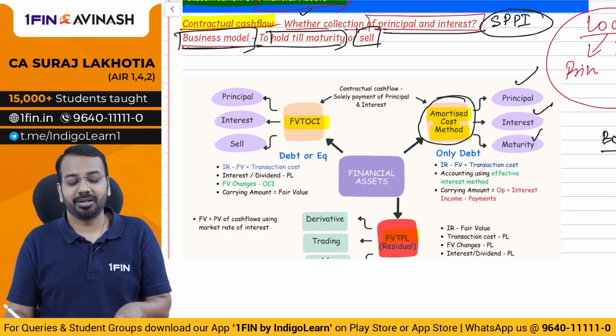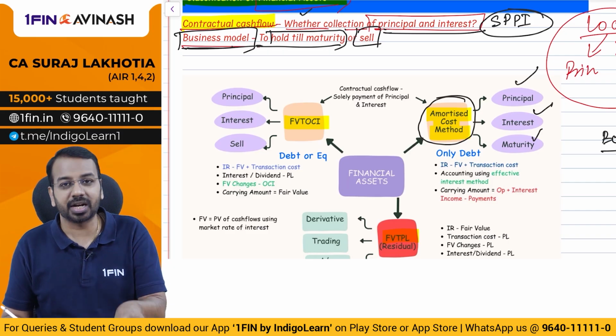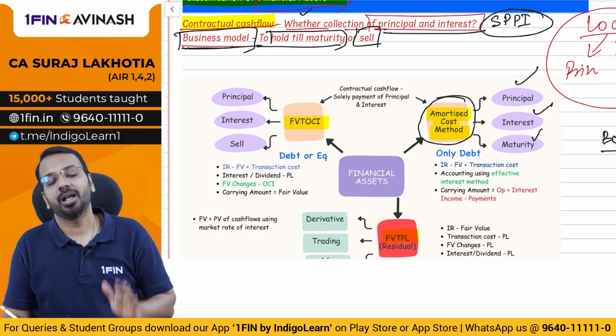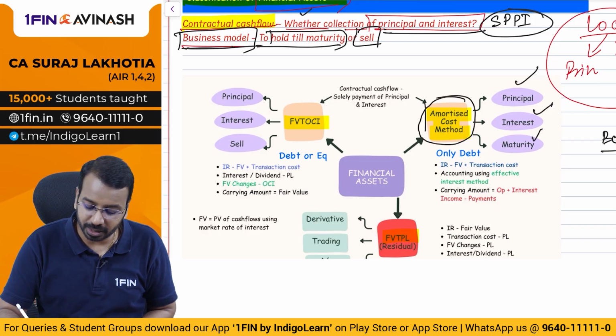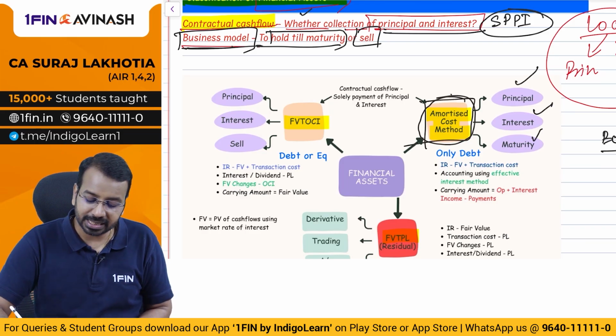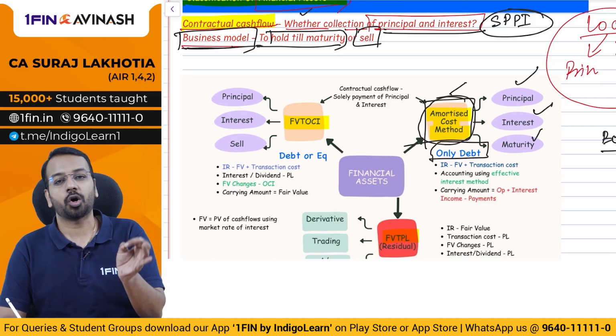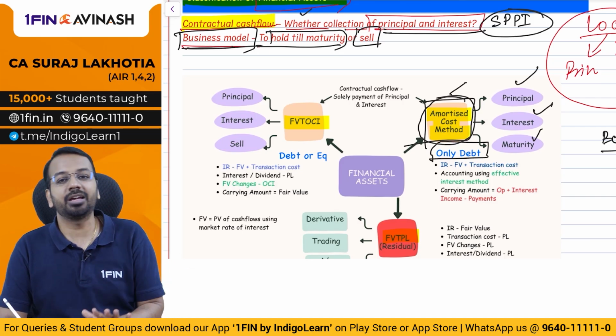But the intention, the business model, the way the business functions is that I have invested in the bonds and I will hold it till maturity. Then we follow which method? Amortized cost method. This can be applied only for debt cases, or only when there is debt or loan. I cannot apply it in equity.